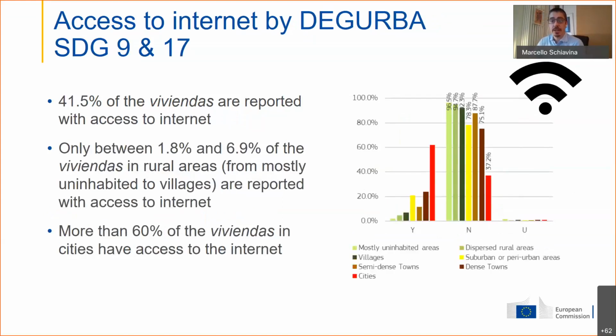Access to internet is a growing need to exploit opportunities brought by digitalization. Also in the SDG context, there are specific goals on this: SDG 9 and SDG 17. In the census of Colombia, we have the number of viviendas with access to internet, which is 41.5% at national level. And we have 60% of the viviendas in cities with access to internet, while this dropped to 1.8% in mostly uninhabited areas, and 7% in villages. This is a clear digital divide between cities and the rest of the settlements.